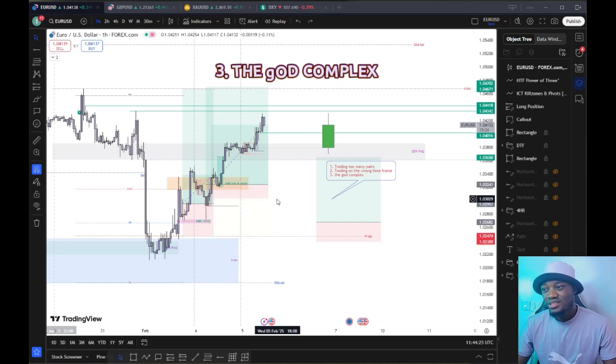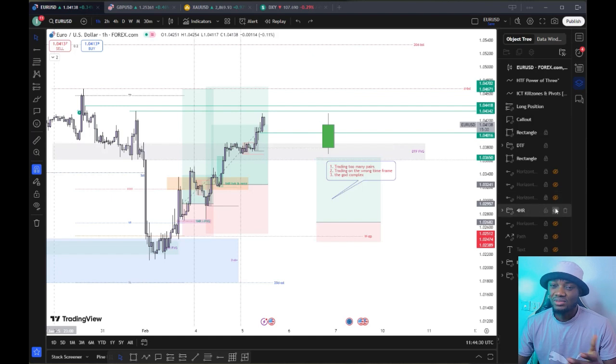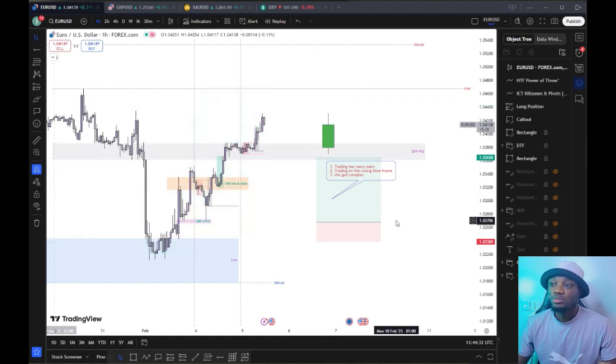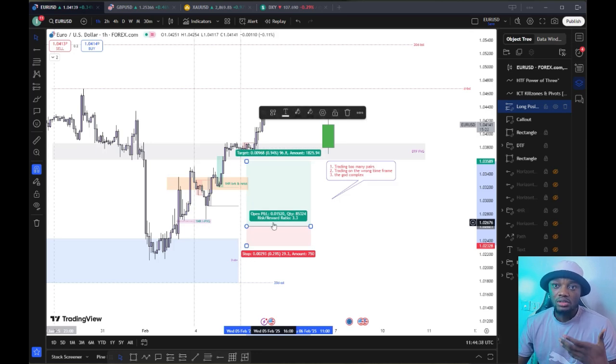So instead of trying to catch a 1:10 R using a 5 pip stop loss and maybe risking 0.5, I've decided to be mature enough to risk up to 2% per trade or 1% per trade. Then let my stop loss be as wide as possible, to an area in which I know that when the market gets there, I'm wrong on that trade idea completely.